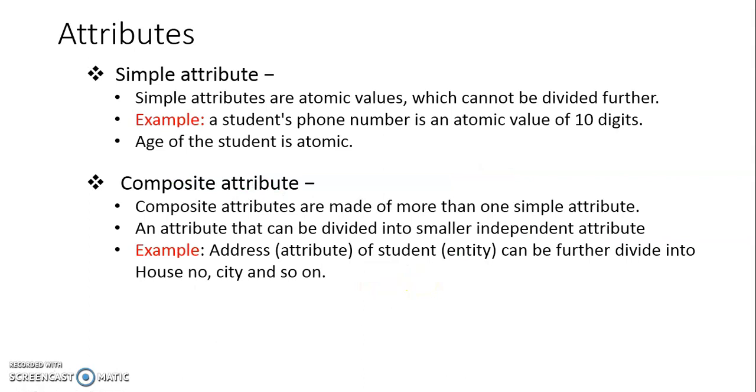Now next come the different types of attribute. The first one is your simple attribute. Simple attributes are known as atomic values. Atomic means we cannot further divide it. For example, you have a phone number. There is a 10-digit phone number, you cannot further divide it. So this attribute is known as a simple attribute.